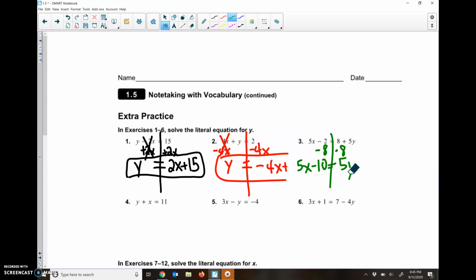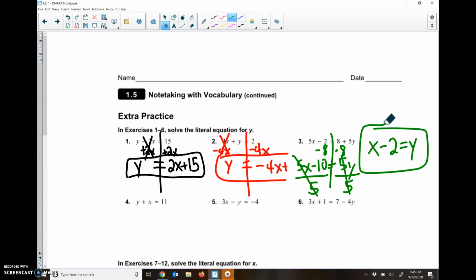Just like before, that's 5 times y, so I'm going to divide both sides by 5. And both of these end up getting divided by 5. So 5x divided by 5 is just x. Negative 10 divided by 5 is negative 2 equals y. Y is by itself, so we're good. All right, here we got y plus x equals 11.